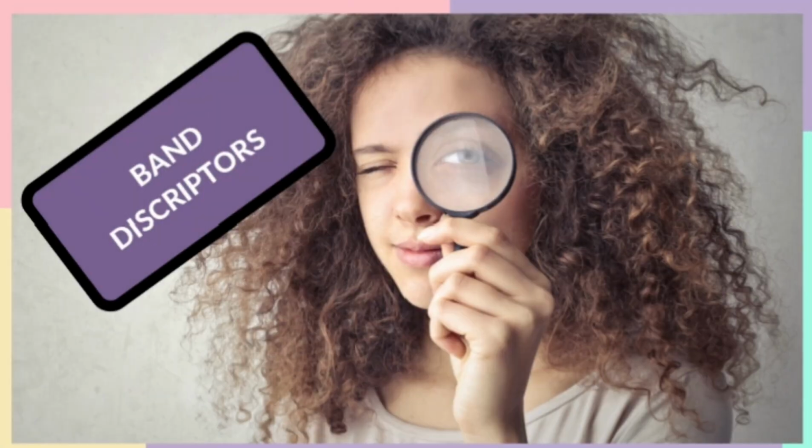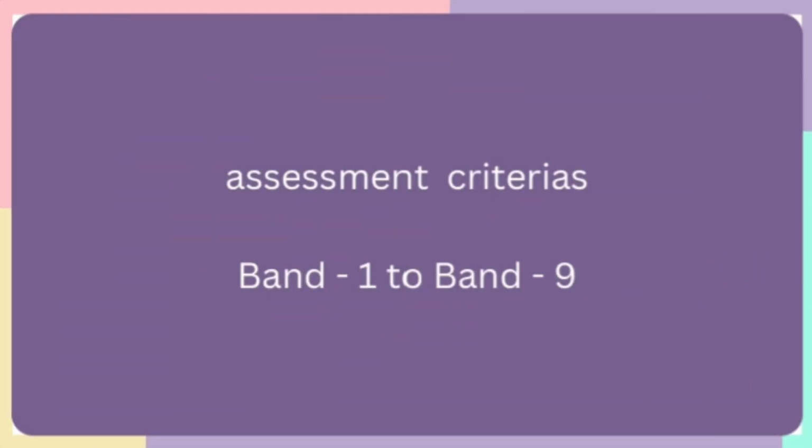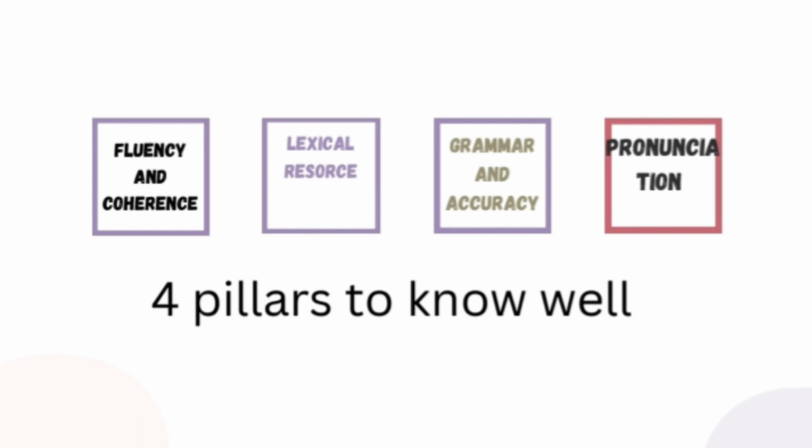Every test taker should remember that before preparing for the IELTS speaking module, it is important to know the band descriptors. This gives you the exact idea on what basis the speaking part is assessed so that you can make proper corrections. That means this gives direction to your preparation. The assessment criteria give a clear understanding of the differences between a band 1 speaker and a band 9 speaker. The assessment criteria are framed on four pillars which you really need to know well: fluency and coherence, lexical resource, grammar and accuracy, and pronunciation.